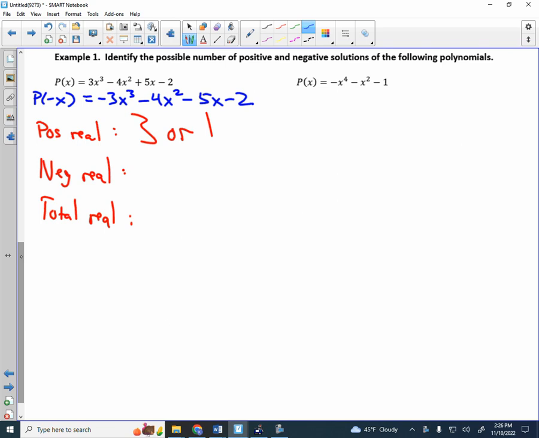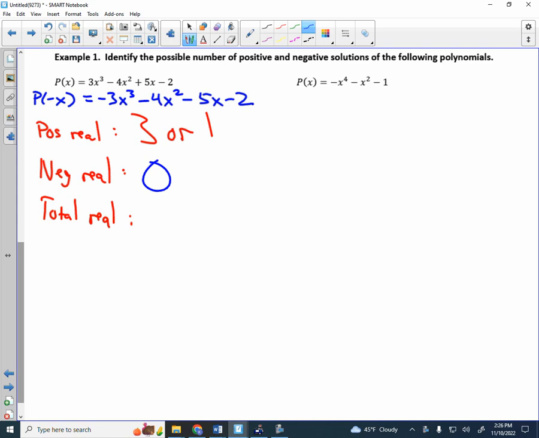We all good? All right, so now, how many sign changes are there? There's none. So there are no negative reals. It does not cross on the left side of the x-axis. We don't even have to try any. We know it's not. There's no sign changes. They are always negative. So we can add these together.